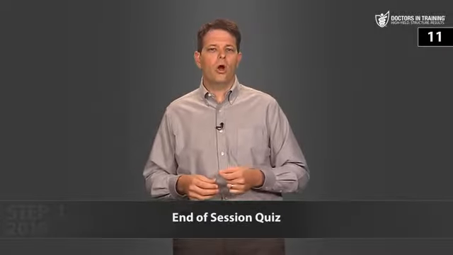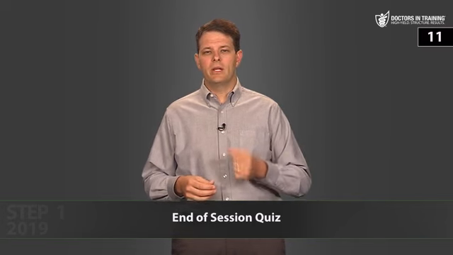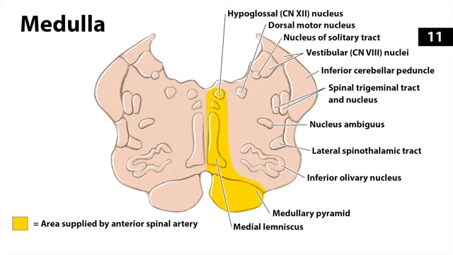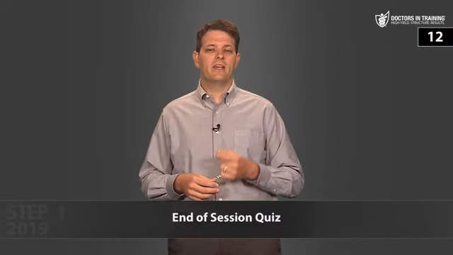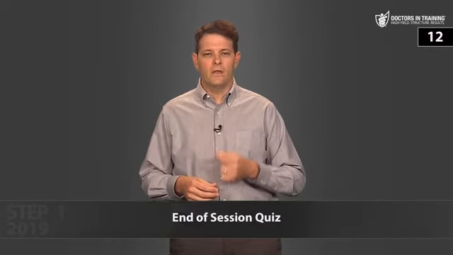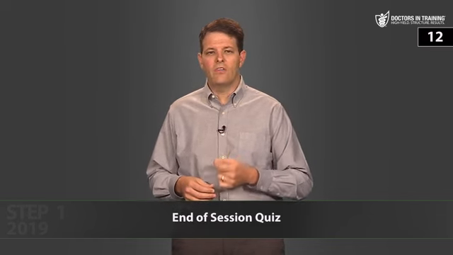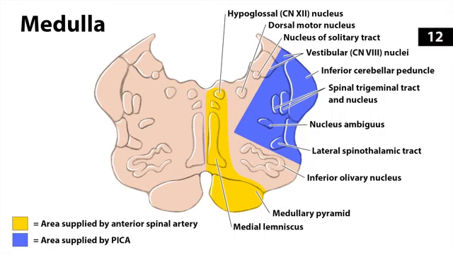First question, what artery supplies the medullary pyramid and the medial lemniscus in the medulla? That's the anterior spinal artery. Next, what artery supplies the inferior cerebellar peduncle, the nucleus ambiguus, and the lateral spinothalamic tract in the medulla? These are all supplied by the posterior inferior cerebellar artery, or the PICA.